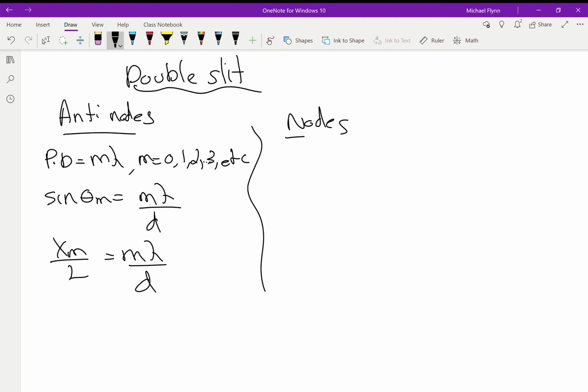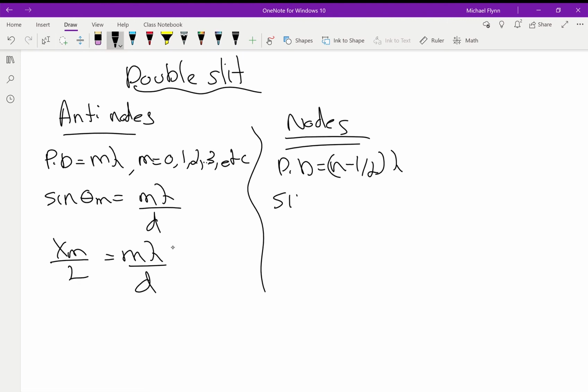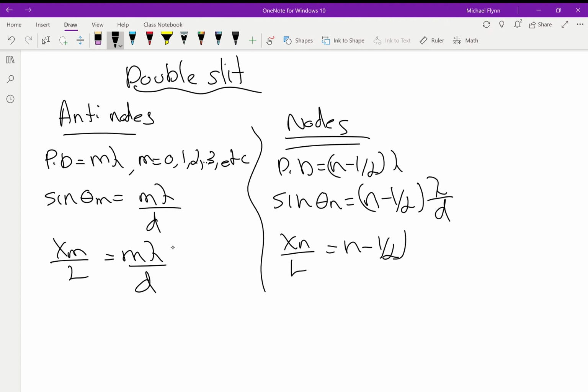So that's it for constructive interference for double slit, and for destructive interference, if the path difference is n minus 1/2 times the wavelength, you get destructive interference. Sine theta n for the nodes, right? n minus 1/2 times lambda over d. It's a formula we derived. And finally, xn over L equals n minus 1/2 times lambda over d. All right, so that's for double slit interference.